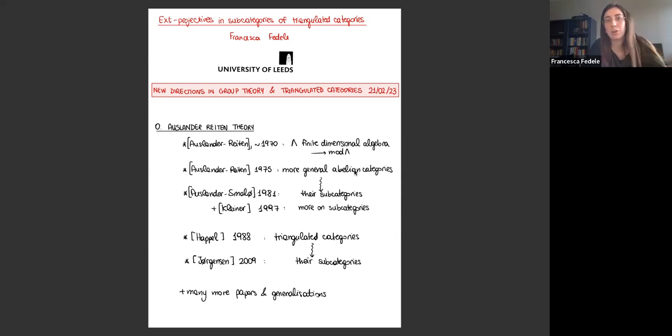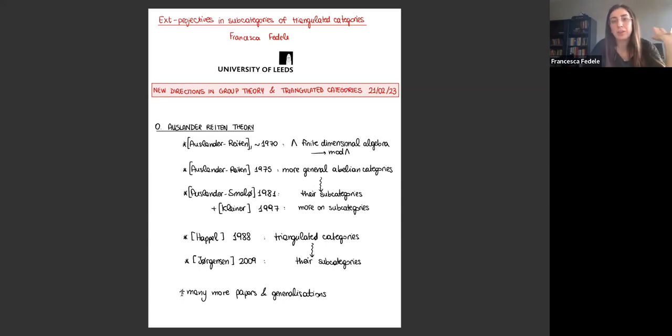So it was first generalized to more general Abelian categories by Auslander and Reiten in 75, then to some special subcategories by Auslander and Smalø. Then more work was done about subcategories of these module categories, mainly by Kleiner. And then all of this theory was also developed into the triangulated analog, first by Happel in 88, and then in the study of special subcategories by Jørgensen in 2009, and we'll say a bit more about these. These results by Jørgensen are actually the triangulated analogs of the results by Kleiner. So my project was mainly to give more information about Kleiner's results in the triangulated analog.